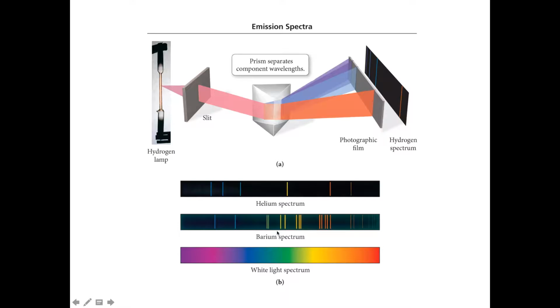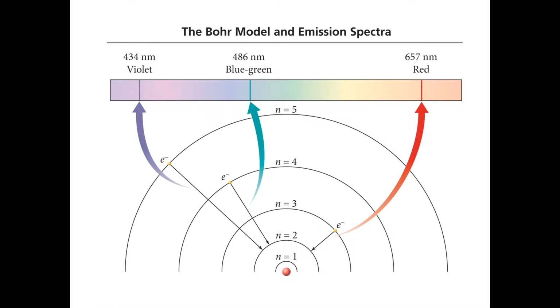Well, Niels Bohr came along and said, you know what? I have a feeling that maybe these different colors correspond to different wavelengths of light that electrons emit when they're relaxing from one energy level to another. I know that was a mouthful. All right, so look what we have here.